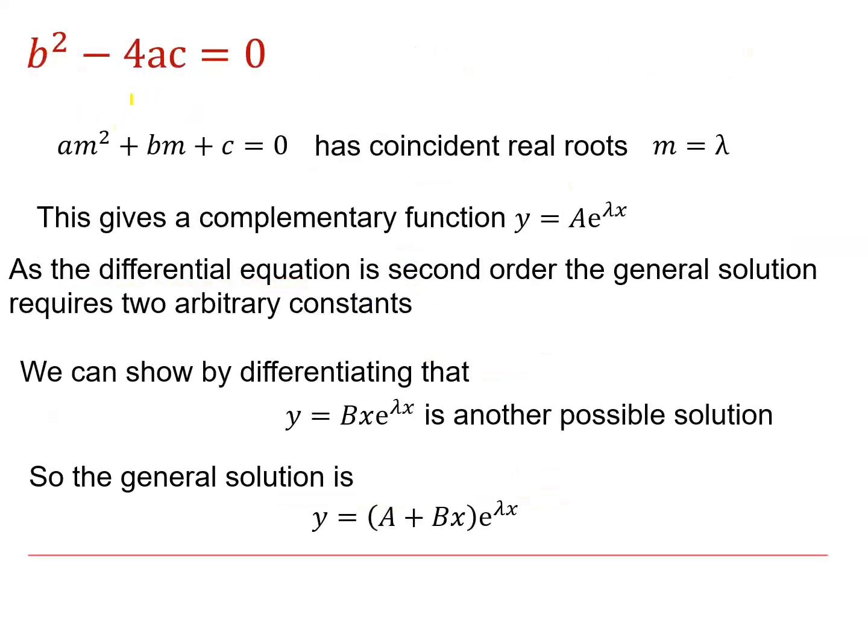In this video, we're going to look at what happens if the discriminant b squared minus 4ac is equal to 0. So we get a repeated root, or coincident real roots, and I'm going to call those lambda. Now this would give us a complementary function of the form a e to the lambda x. But as it's a second order differential equation, we would need two arbitrary constants. Now we can go through and show that by differentiating, y is equal to bx e to the lambda x is another possible solution. And so our general solution is a plus bx, times e to the lambda x.